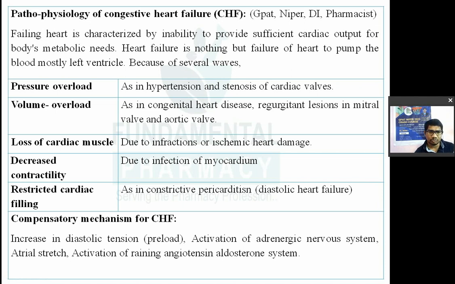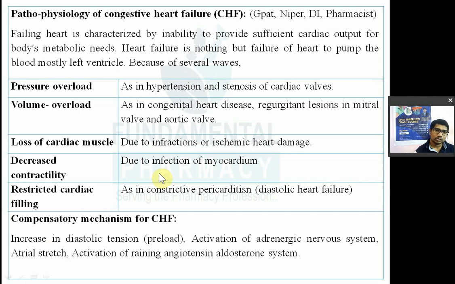Volume overload means, in case of congenital heart disease, regurgitant lesions of the mitral valve and aortic valve, the volume of blood in the heart is very high, so it is not able to pump the sufficient volume of blood. Then loss of cardiac muscle, if you have myocardial infarction or ischemic heart disease, so in that your myocardial muscle is lost, and due to that loss your heart is not able to pump the blood effectively. Then again, decreased contractility.